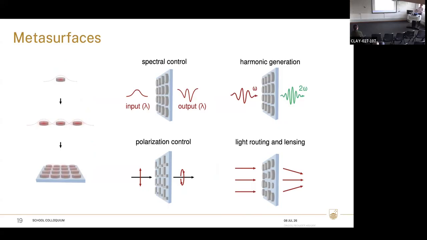However, if we put several of them, they might overlap each other, and they respond as one solid medium, which is, they respond collectively. So that is a metasurface, and metasurfaces can be used for many applications like spectral control, harmonic generation, control of polarization, or metalenses or light routing, and many others.